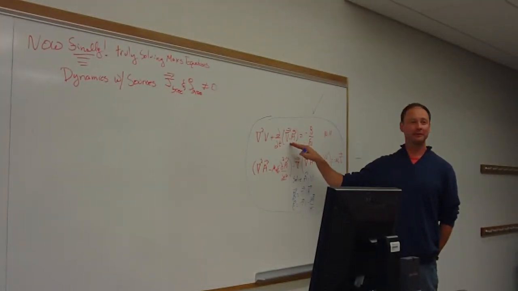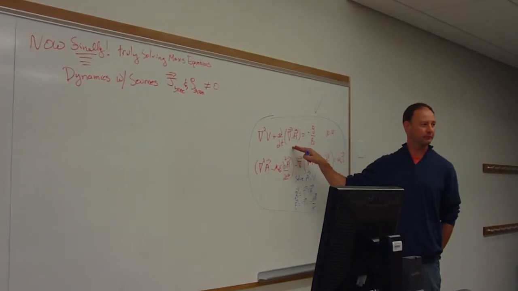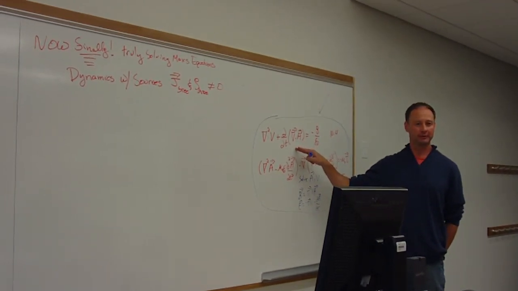If, well, check this out. If the divergence of A were 0, what would you be left with? Del squared V, Poisson's equation. And we've solved that before, right? No big deal.